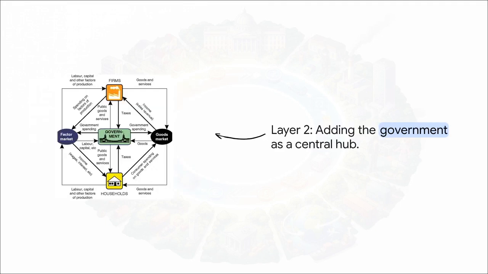But things get really interesting when the government steps into the middle. The government acts as this massive central hub. It extracts funds through taxation from both households and firms, but then it injects spending right back into the flow by building roads, funding healthcare, paying public servants, you name it. It completely alters that simple two-sector loop we were just looking at.